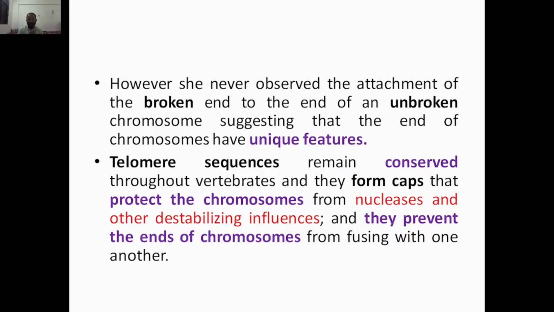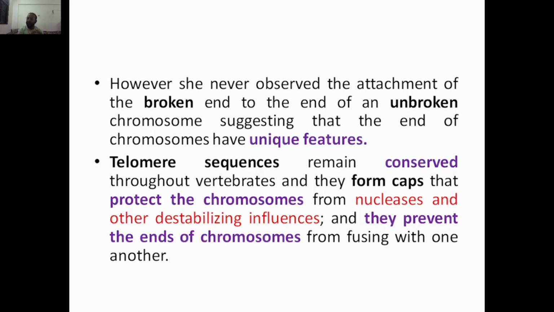So definitely she did the research, but what she missed is that she didn't observe the attachment of a broken end to the end of an unbroken chromosome. Understanding? There she mentioned broken to broken. She missed studying broken to unbroken chromosome. Understanding? The binding of a broken chromosome to an unbroken chromosome, suggesting that the ends of the chromosomes have unique features.